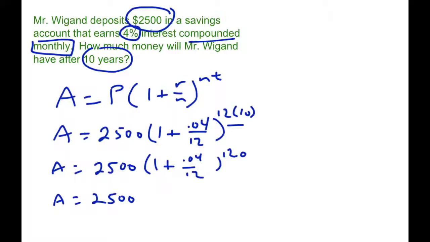Now inside the parentheses, if I take 0.04 and divide that by 12, and then add 1 to that, I get a repeating decimal, 1.00333, and then the 3 is repeating. Okay, so I'm going to leave that on my calculator. I'm just going to write down 1.00 with the 3 repeating to the 120th power. And while it's on my calculator, I'm going to do this 1.003 repeating number to the 120th power.